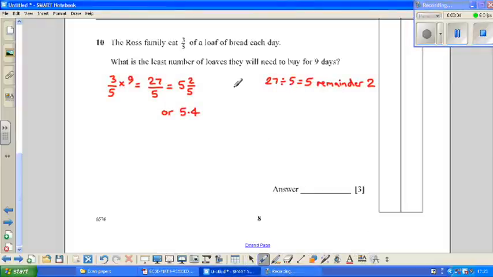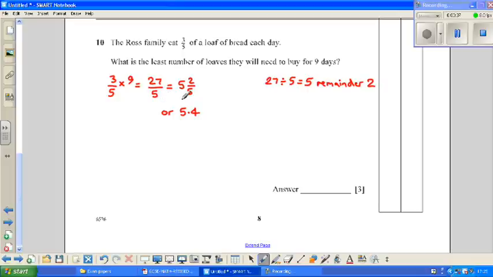Okay, so question 10, it tells us 3/5 of a loaf each day and the least number of loaves for 9 days. So we're going to take the 3/5 and times it by 9 because it's for 9 days. Now you have a calculator with a fraction key, so you can key 3/5 in using your fraction key, then times by 9, and you'll be given the answer 27 over 5.